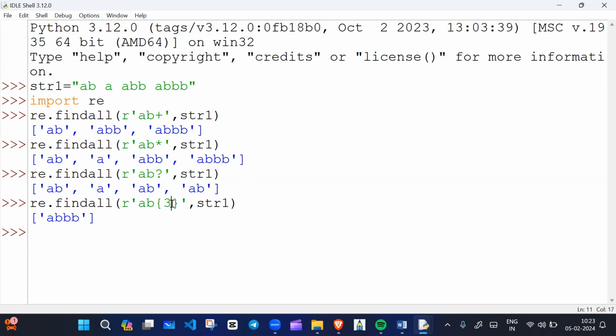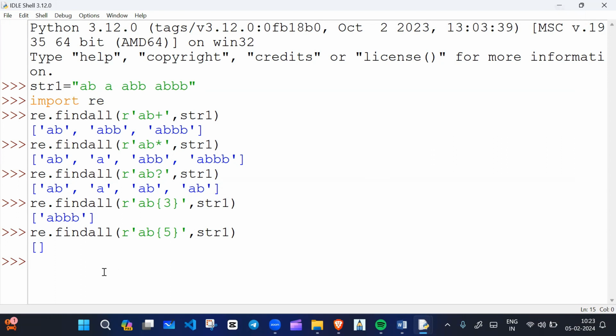For example, if I copy this and paste it, and write 5 times B, is 5 times B available here? No, 5 times B is not available. So what will happen? Nothing. It will match nothing. It is returning nothing.